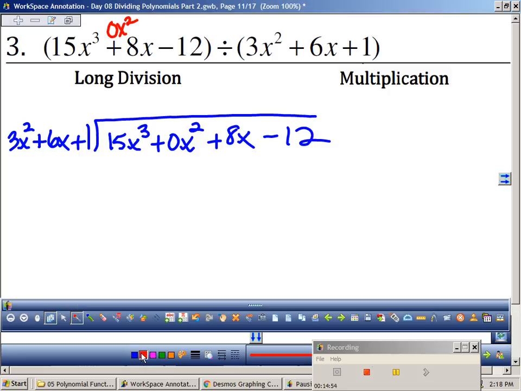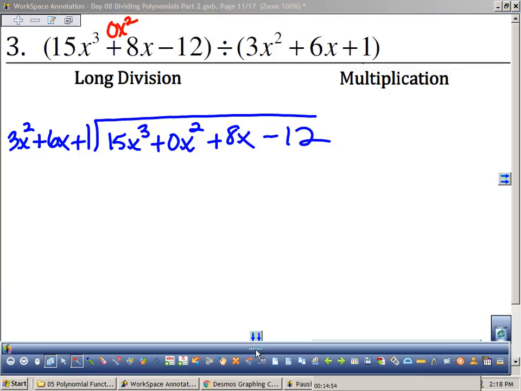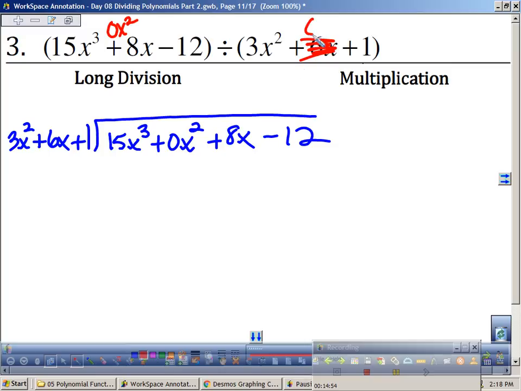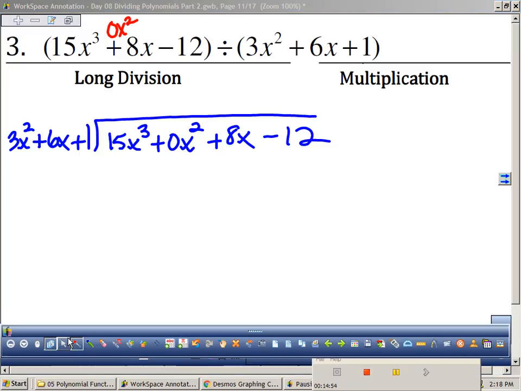Remember I told you. Okay, this is really important. You also need to make sure that these are all represented as well. So if this wasn't here, I would need a 0x there. Okay? You got to have all your places. Okay, so I'm going to do this really quickly, and then we're going to do one on your own. I'm going to start with my 3x squared, and that is going to be divided into my 15x cubed. 3 times what makes 15?